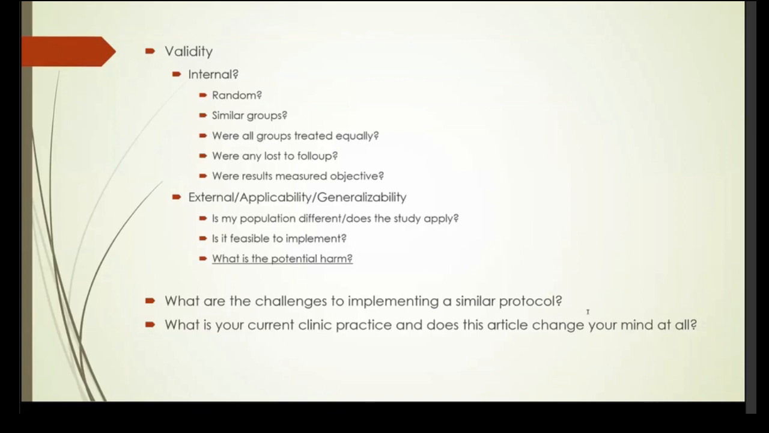And then can we apply it? Does it have external validity? Is our population the same as the study's population? Is it feasible to take a look at otherwise well-appearing febrile children in the pediatric population and think about shortening that antibiotic time, think about shortening that hospitalization time? And then the other thing to think about in terms of this external validity is what's the potential harm if we start trying to take those measures.